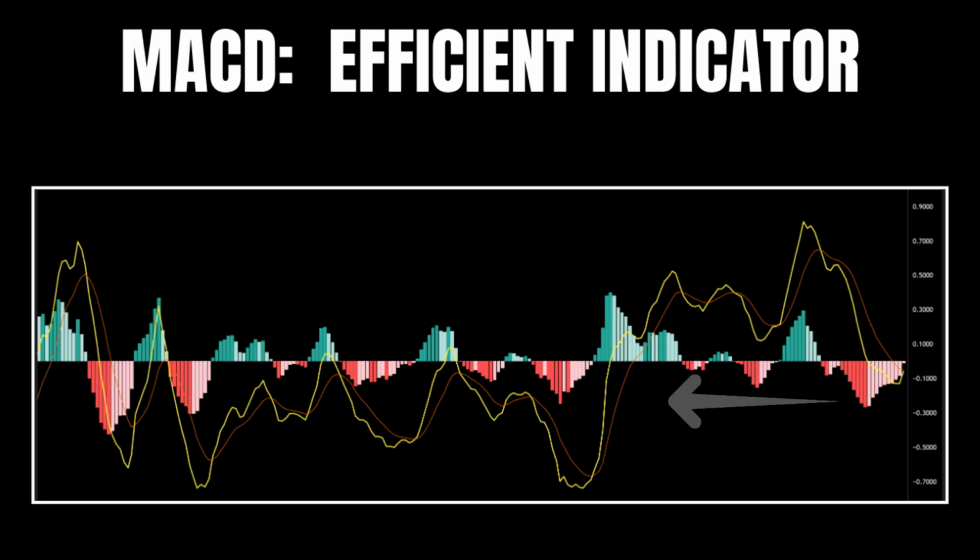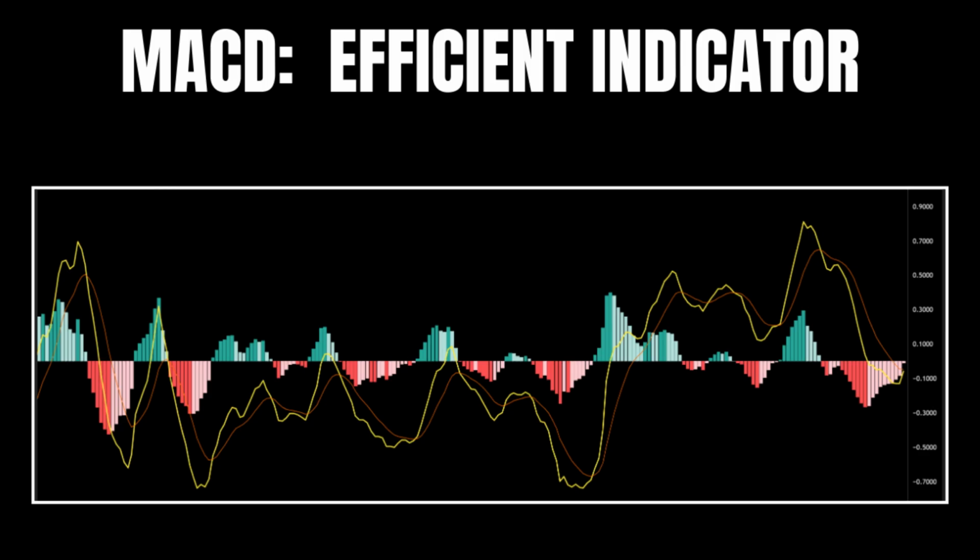Then there's the signal line. This is a 9-period moving average of the MACD line itself, and its job is just to smooth things out and give us our most basic trade signal. When the faster MACD line crosses above the slower signal line, it's a classic buy trigger. When it crosses below it, it's a sell trigger.